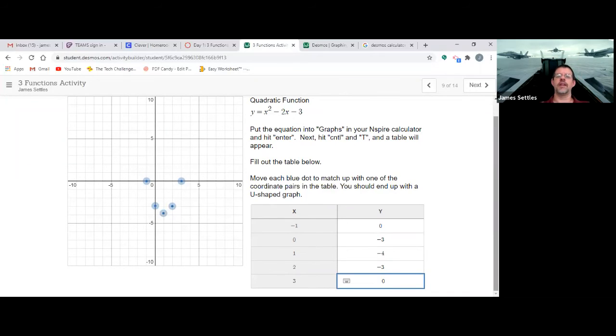All right. And then we came over here and we plotted these points right here. So -1, 0 just went right there. Always go on the x-axis first, and then the y tells you whether we go up or down. And so 0, you don't. Then x on the 0, and then down to -3. Then 1 on the x-axis and down -4. 2 on the x-axis and down 3. And then 3 on the x-axis and 0.